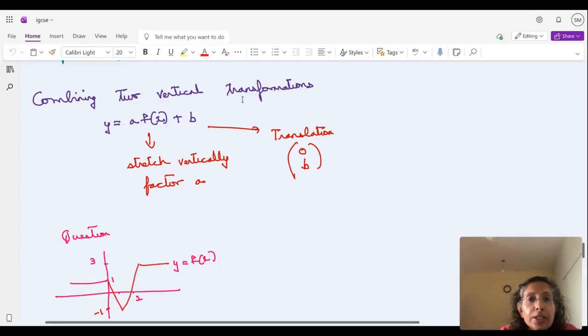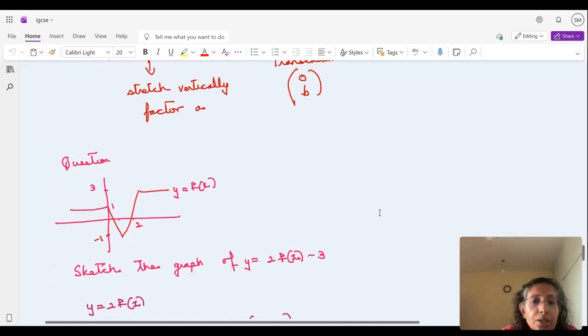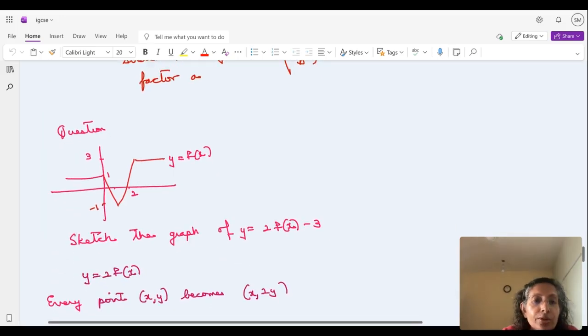So consider two vertical transformations, y equal to af(x) plus b. So a is stretching the graph vertically by a, and when you have plus b, the y coordinate is moving b units upwards. So this is functions, part of A level pure mathematics 1. Now sketch the graph of y equal to 2f(x) minus 3.